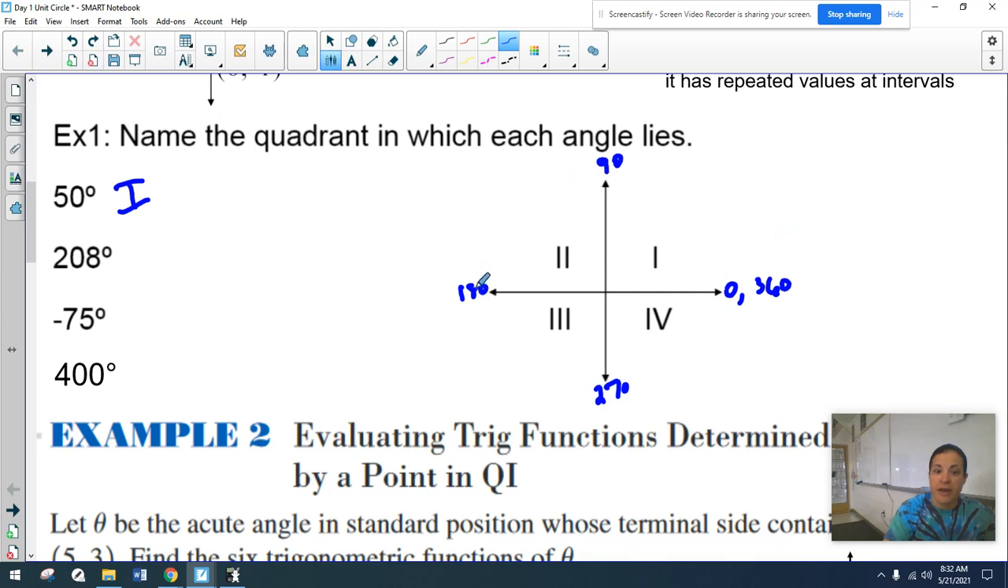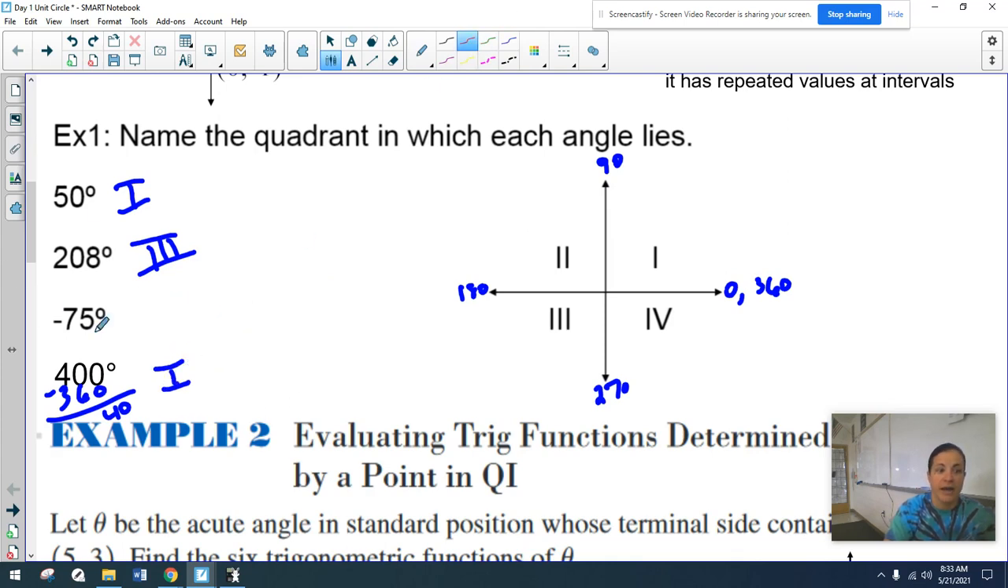208 is going to come between 180 and 270, so 208 is going to be in quadrant 3. And then I'm going to skip to 400. The way you're going to figure out where 400 is in a 360 degree circle is if it's more than 360, you're just going to subtract 360 until you get a normal number. So 400 minus 360 is just going to be 40. And 40 degrees is going to be between 0 and 90. So that's going to be in quadrant 1.